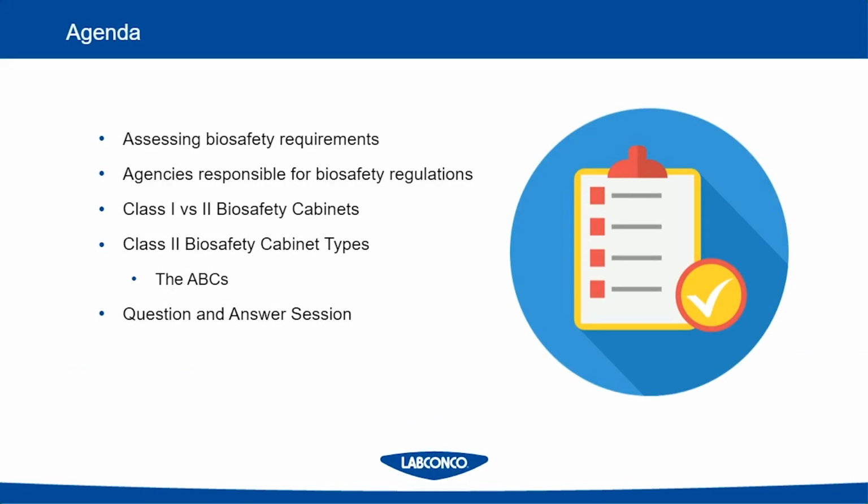On the agenda for today's talk, we're going to talk a little bit first about what biosafety requirements are, what a biohazard is, what are some basic things to consider, and what agencies are responsible for biosafety regulations. This is going to focus mostly on US and Canadian standards, but there are standards elsewhere we'll discuss. Then we're going to talk a little bit about Class I versus Class II biosafety cabinets. What's the difference and when would you select each? From there, we're going to dive into the specific Class II biosafety cabinets, the A, the B, and the C of Class II biosafety cabinets. After that, we're going to have a brief question and answer session.